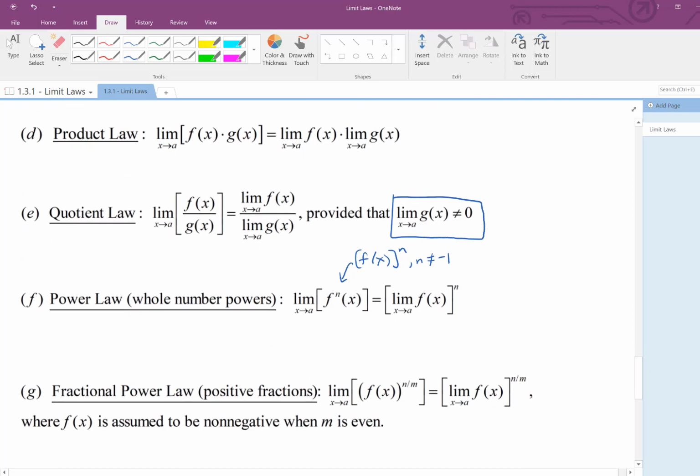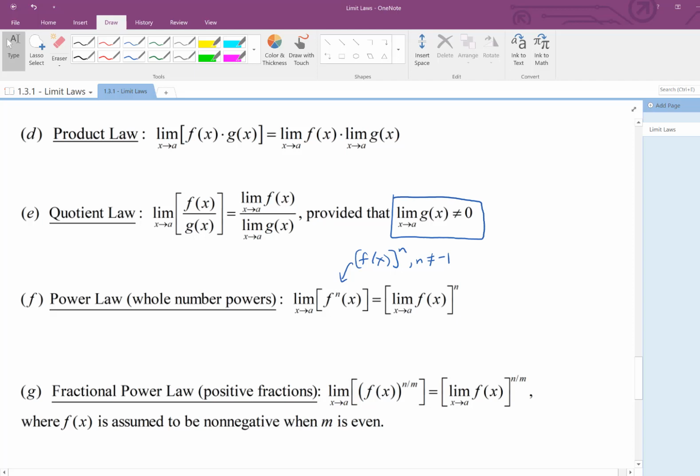And then finally, before we look at an example, fractional power law. Here we're going to assume positive fractions, so 3/4, 2/3, 4/13, etc. Take a limit as x goes to a of the function f of x raised to the fractional power n divided by m. And that is the same as taking the individual limit that already exists in the first place, limit as x goes to a of f of x, and raising it to the n over m power.